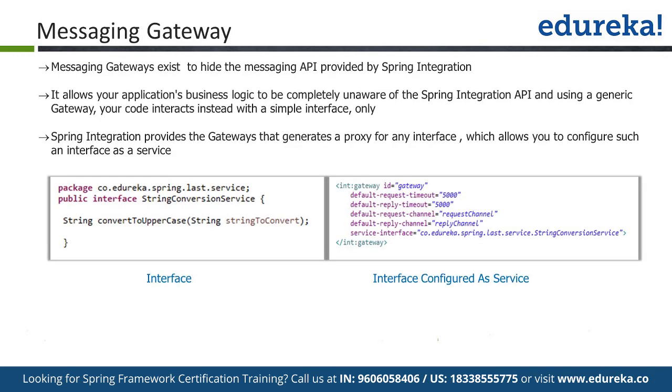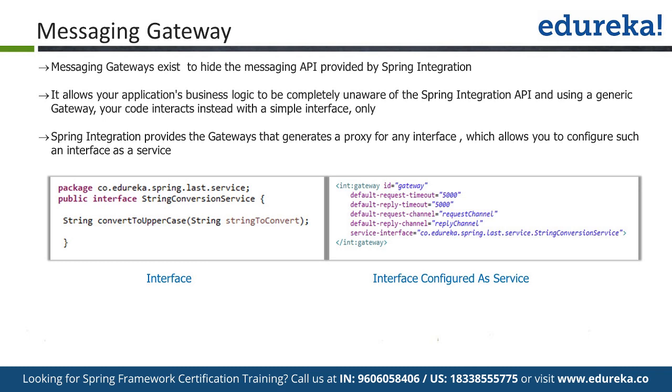The messaging gateway exists to hide the messaging API provided by integration. It allows your application's business logic to be completely unaware of the Spring Integration API, and using a generic gateway, your code interacts instead with a simple interface only. Spring Integration provides gateways that generate a proxy for any interface and allow you to configure such an interface as a service. So whatever we have discussed so far is just to let you know the functionality, and how the flow works behind the scenes.